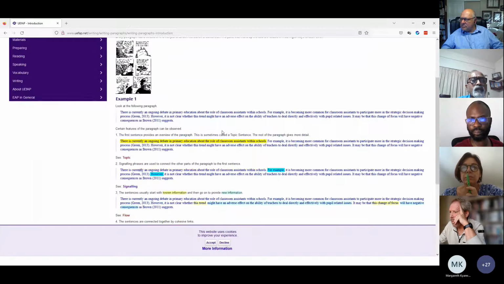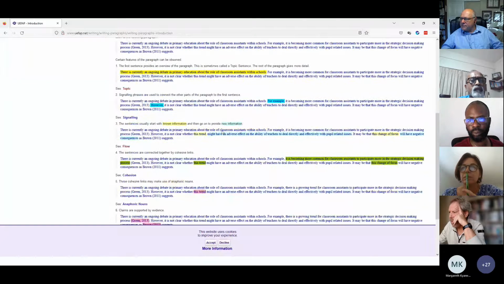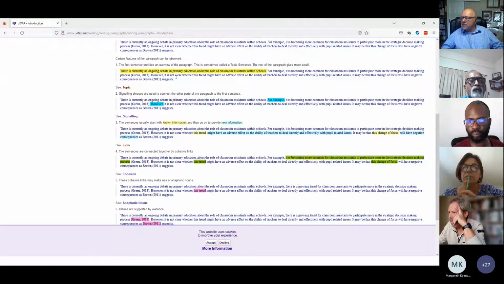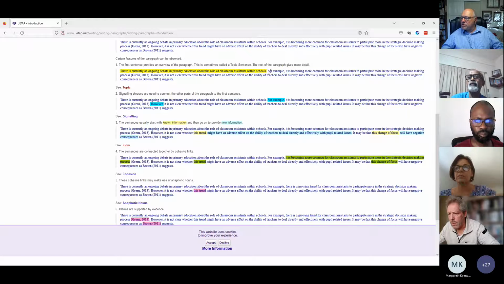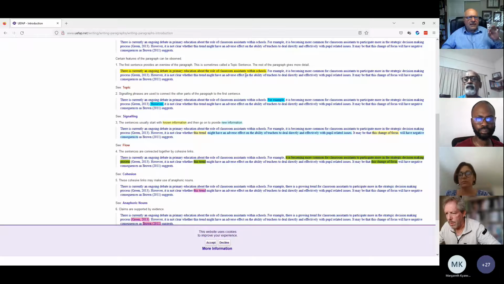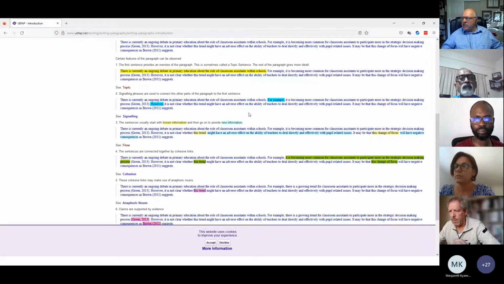You can see there, the first sentence provides an overview of the paragraph. This is the topic sentence: there's currently an ongoing debate in primary education about the role of classroom assistants within schools. That's the topic sentence. That is the claim that's made. And then you can see further on, signaling phrases are used to connect the other parts of the paragraph, words like, for example, and however.